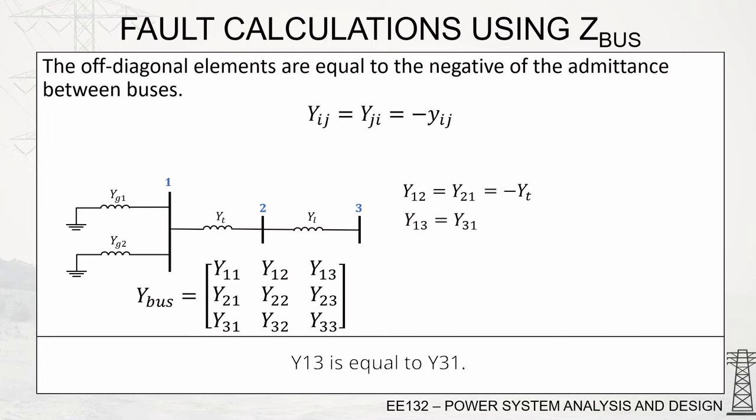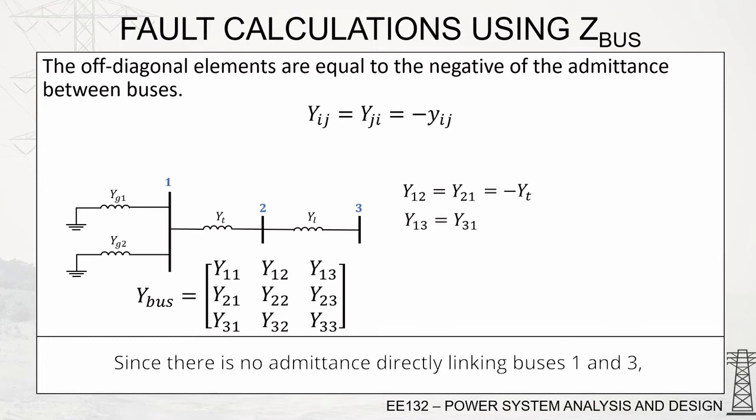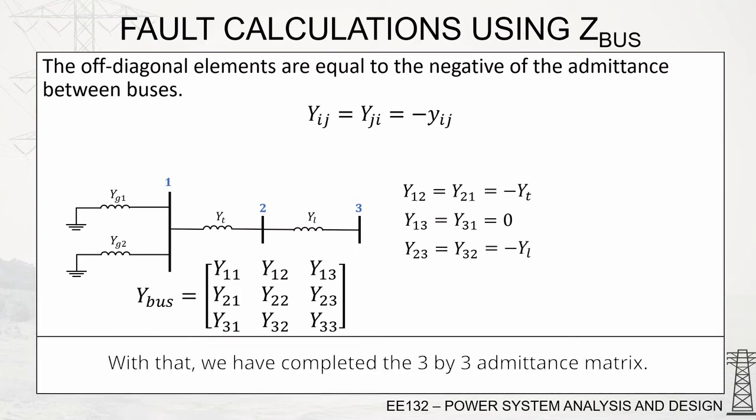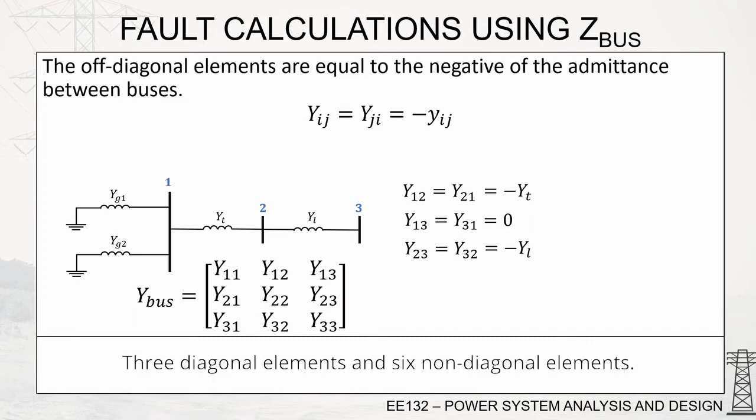Y13 is equal to Y31. Since there is no admittance directly linking buses 1 and 3, they are equal to 0. And Y23 is equal to Y32. Between buses 2 and 3, there is the transmission line admittance. So they are equal to negative Y sub L. With that, we have completed the 3x3 admittance matrix, 3 diagonal elements and 6 non-diagonal elements.